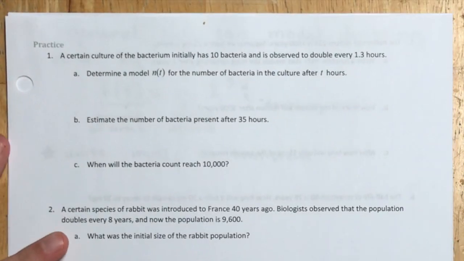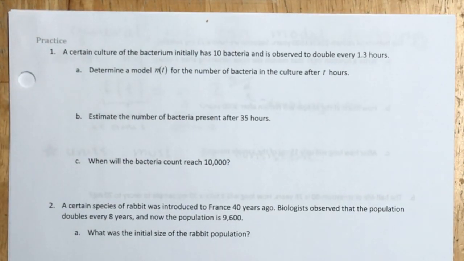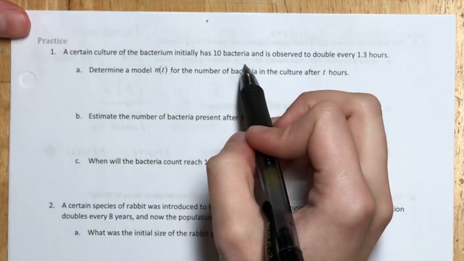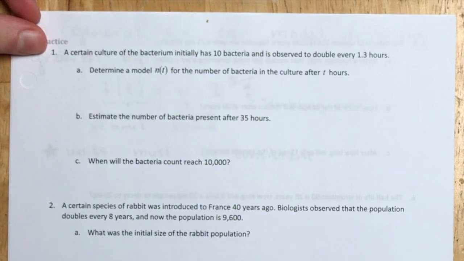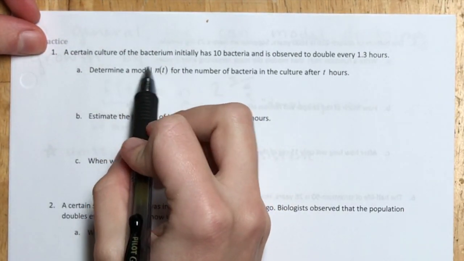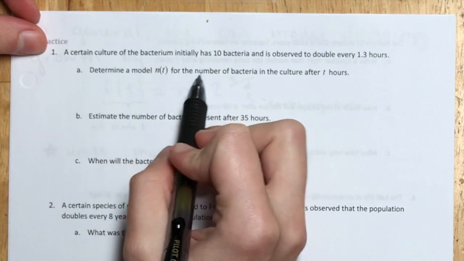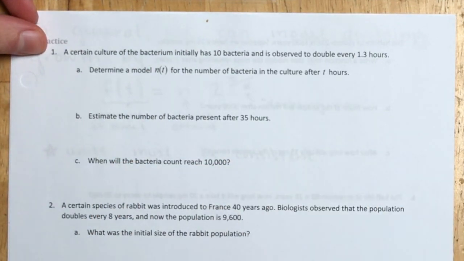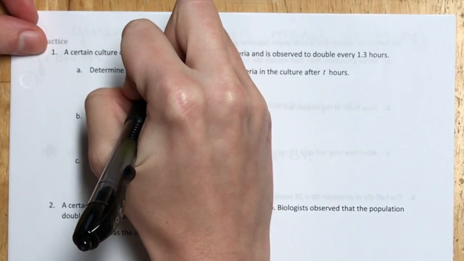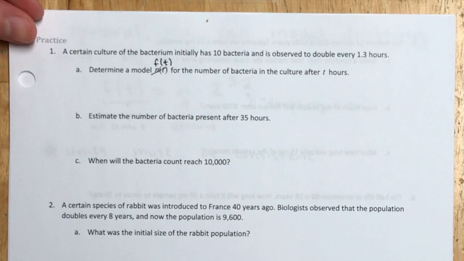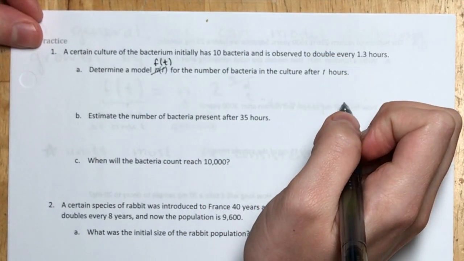So let's look at a couple of examples of this in the lab manual. I'm going to start off with number 1. A certain culture of bacterium starts with 10 bacteria and doubles every 1.3 hours. Very similar to the problems we were just talking about. We want to determine a model, N of T, for the number of bacteria in the culture after T hours. I'm just going to change this to ask for F of T.